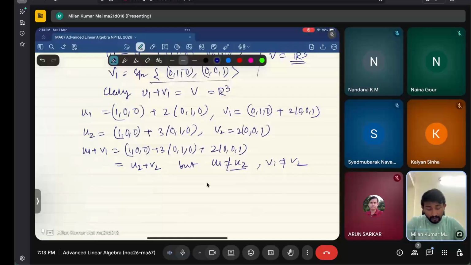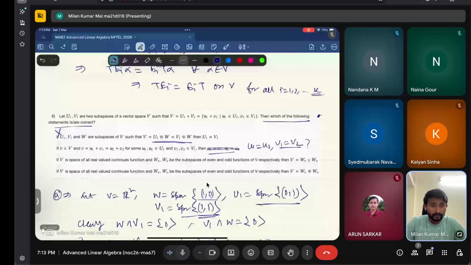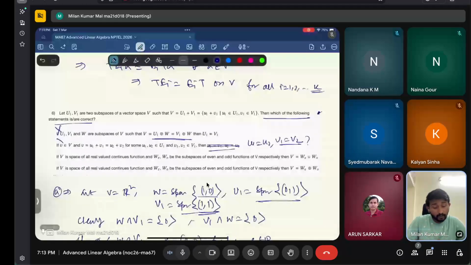Here V is the space of all real valued continuous functions, and WE and WO are the subspaces of even and odd functions. So what are even and odd functions? A function is even if f of minus x equals f of x, and odd if f of minus x equals minus f of x. Then V equals WE union WO. That is incorrect, but the second fact is correct, that I will prove.